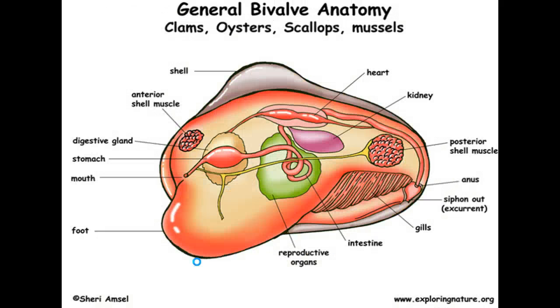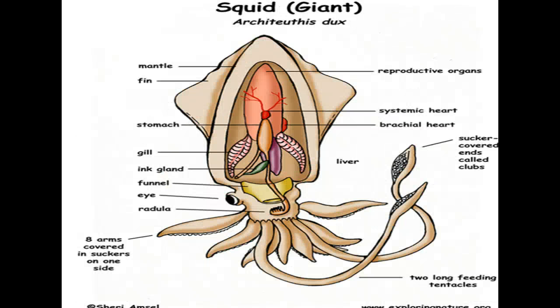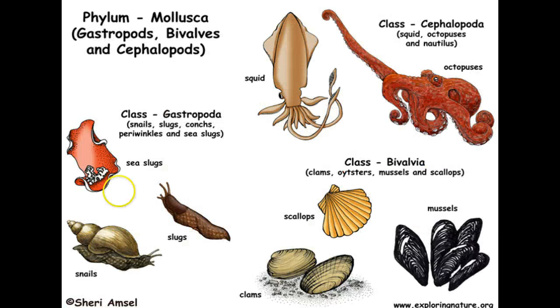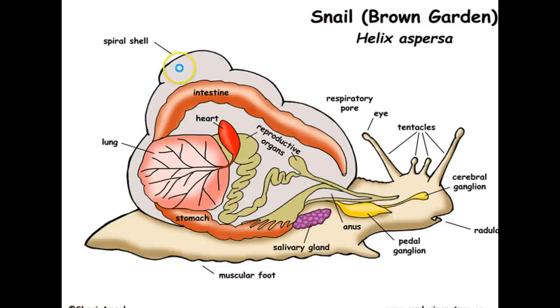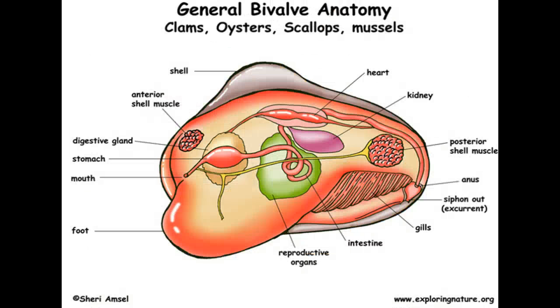This is a bivalve, a clam. This is a bivalve anatomy. Like I told you, there were different types of them. There was the gastropods, the bivalves, and the cephalopods. Anyway, this is the way that a clam, an oyster, scallop, mussel, this is what they look like on the inside. Here's its strong muscular foot.